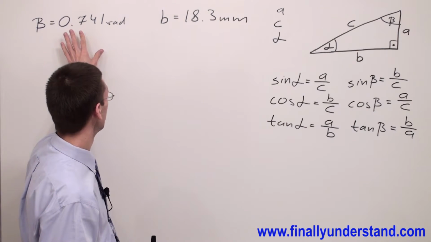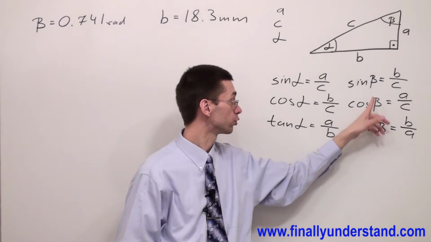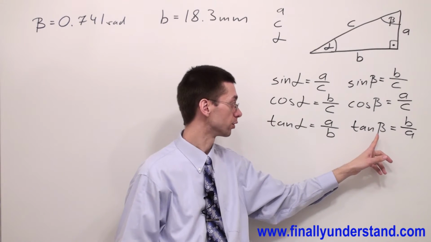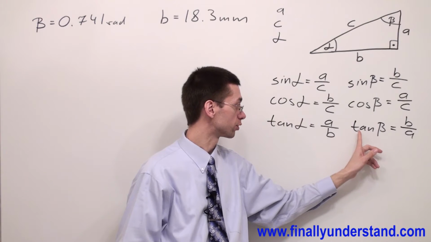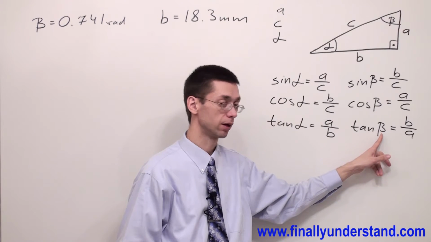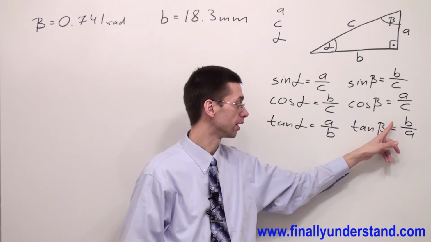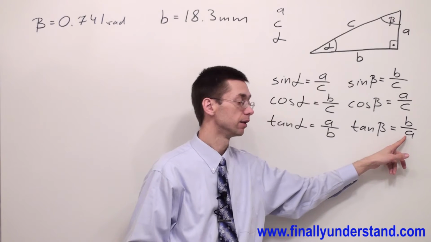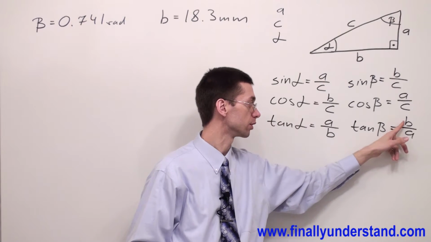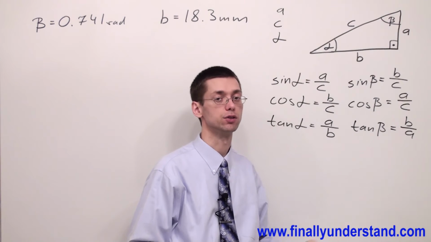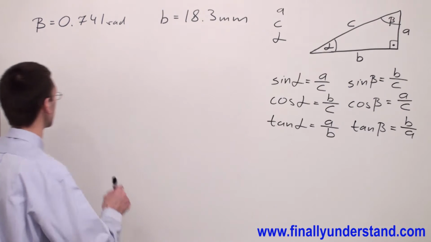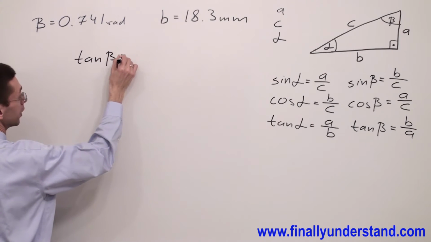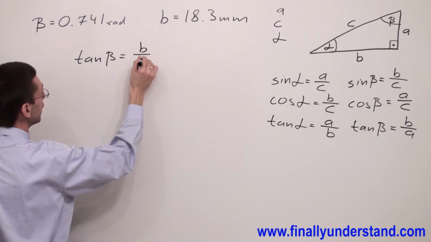I have angle beta given, so I'm going to use the formula with angle beta. Please notice that the formula for tangent beta contains angle beta and also contains the length of side B. From this formula I can find the length of side A because I have two pieces of information given and I can very easily find the third piece. So that's why I'm going to use the formula for tangent of angle beta, which is equal to B over A.